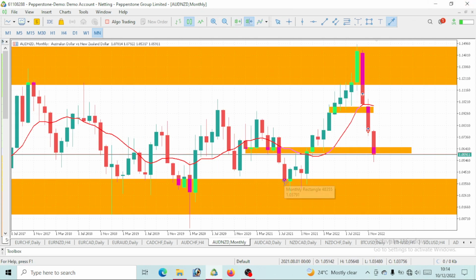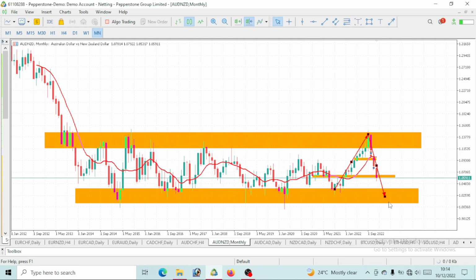Then we also saw this movement on AUD to New Zealand dollar. We had this huge movement. Price hits our resistance level. After that, what do you expect? Of course, you expect a drop on this AUD New Zealand dollar to come straight to our support level. Once price hits our support level again, then we would expect a bullish move.